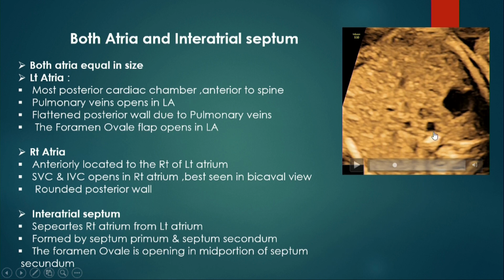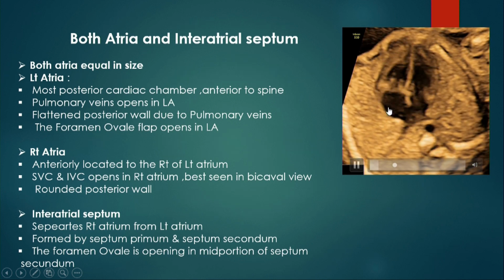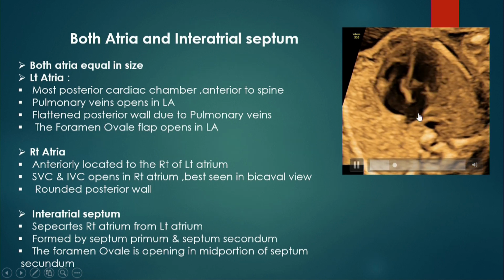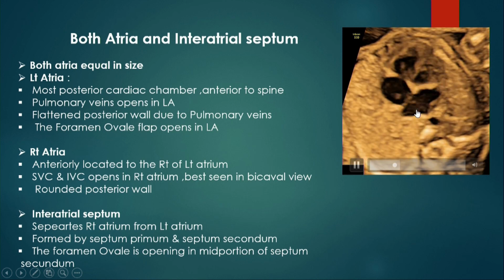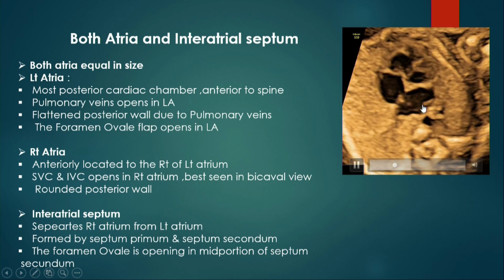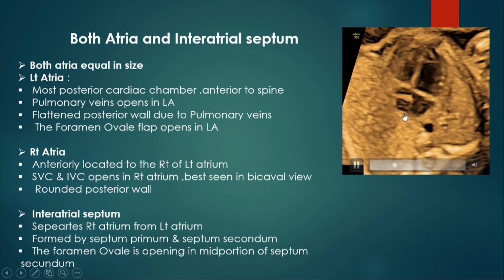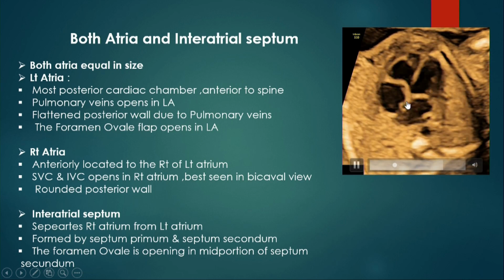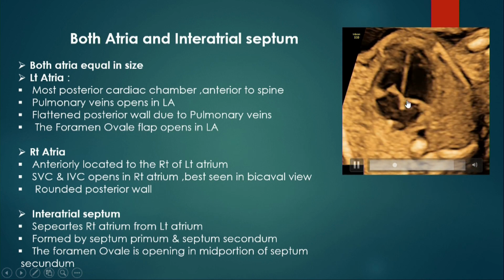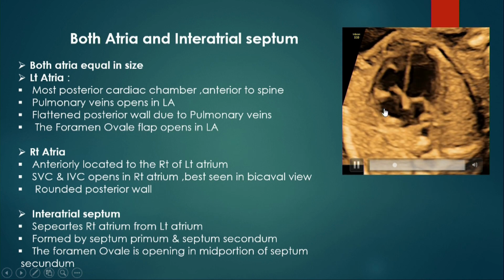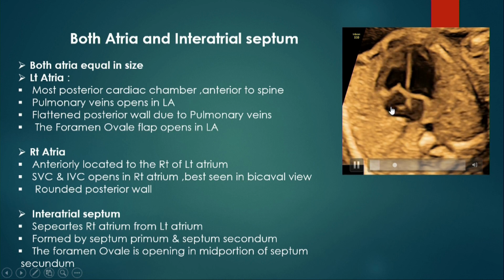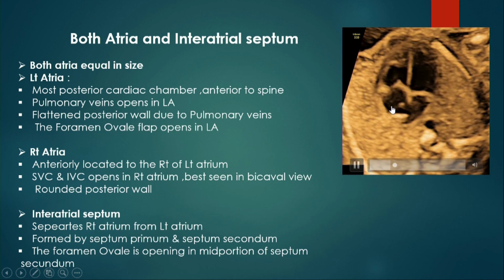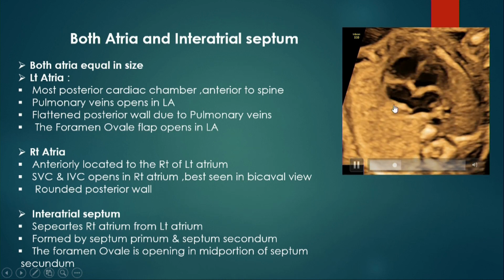Now coming to both atria. Both atria should be equal in size. This is the left atrium, the posterior-most chamber of the heart. Pulmonary veins open into the left atrium. The foramen ovale flap opens into the left atrium. This is the right atrium, which is anterior and to the right of the left atrium. IVC and SVC open into the right atrium, best seen in a bicaval sagittal view.